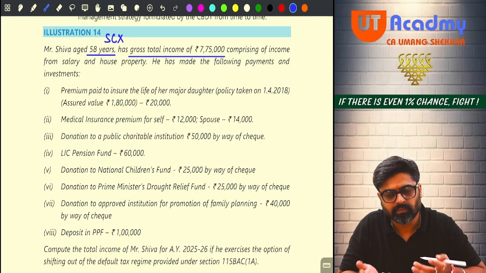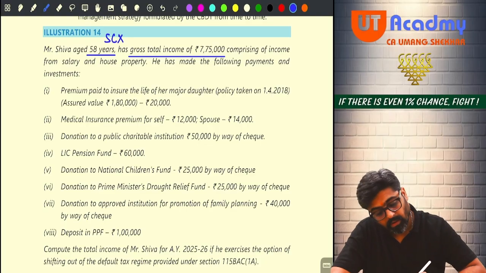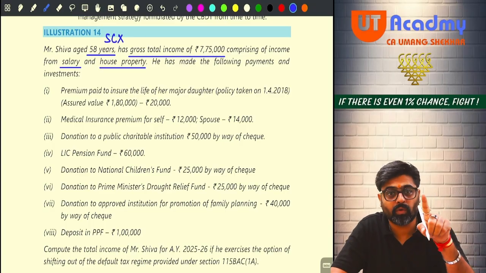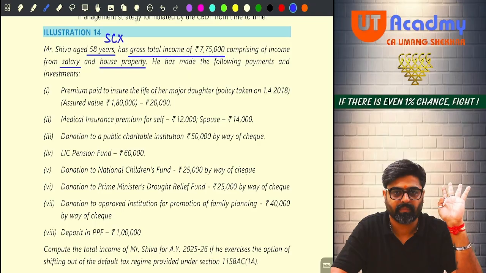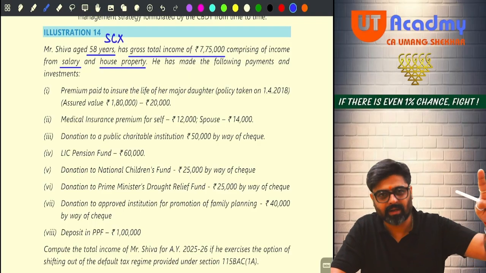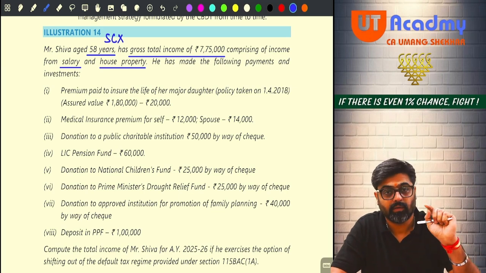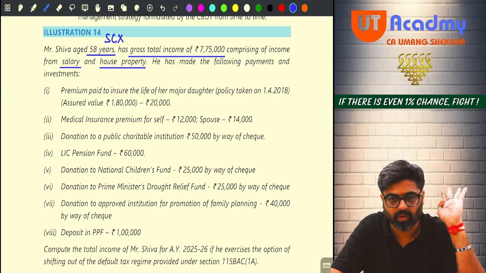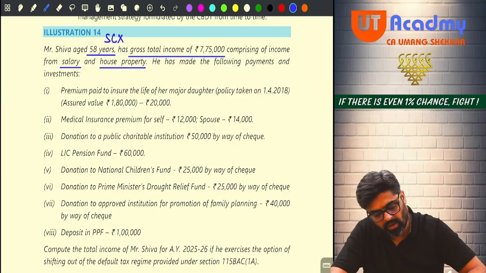Okay, next one. It comprises income from salary and house property. Meaning that this 7,75,000 does not include any special type of income. The entire income is a general income, taxable at normal rates only. And from that entire income you can claim chapter 6A deduction. Okay. Now he has made the following payments and investments.